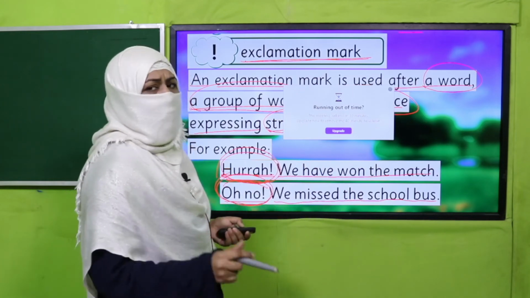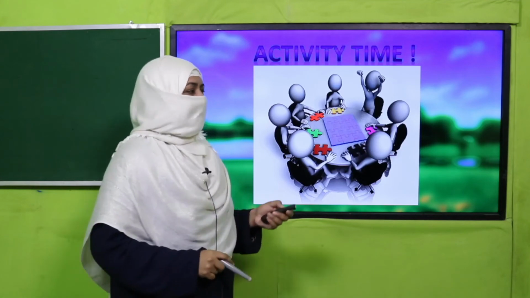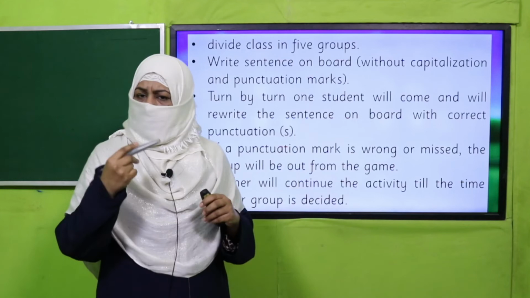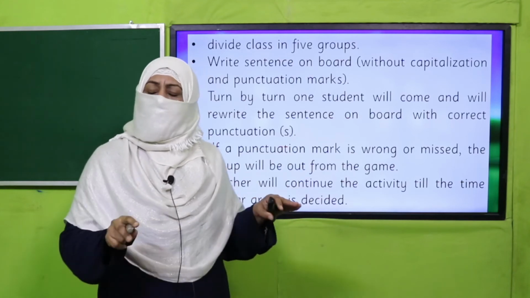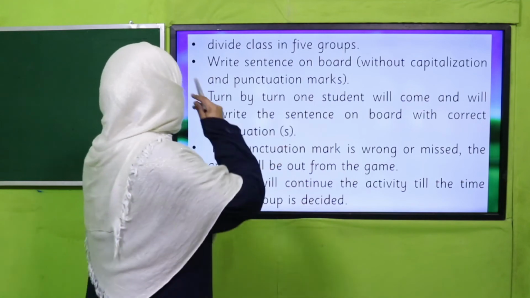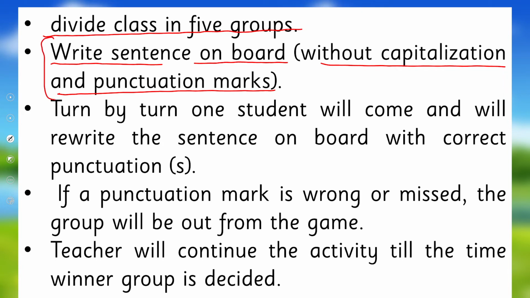Okay, so I'm going to check it through an activity. All of you, be ready. Teacher, what are you supposed to do? Before this, if you want to take feedback from students, you may pause the video and make sure everyone knows all the punctuation marks, then we will go to this activity. The teacher will divide the class into 5 groups and will write sentences on the board without capitalization and punctuation marks. I have given a few sentences in the lesson plan. You may take those sentences or use your own.